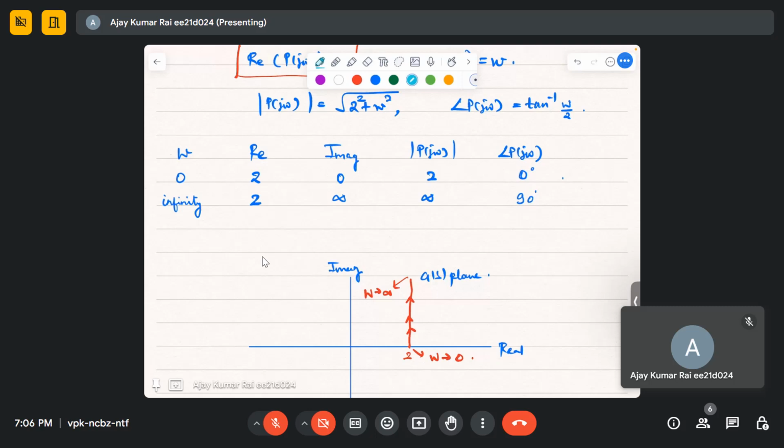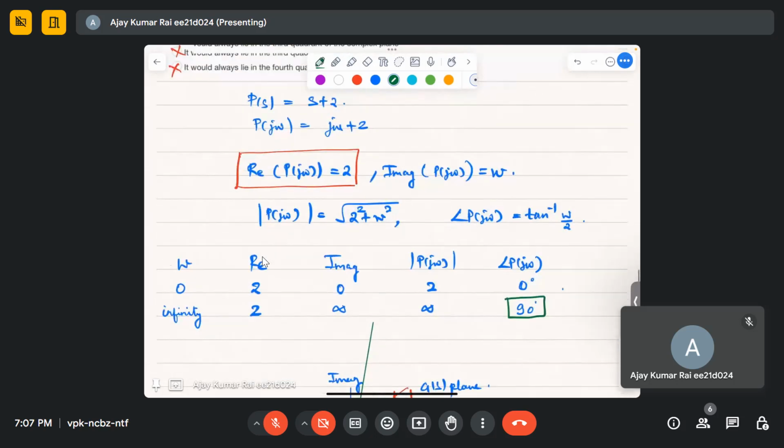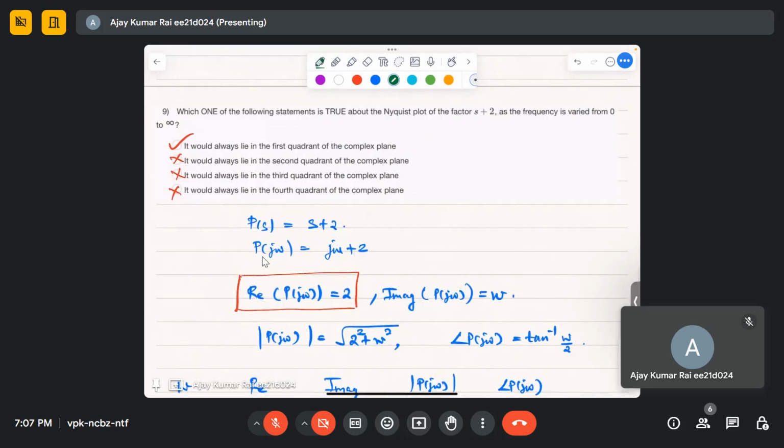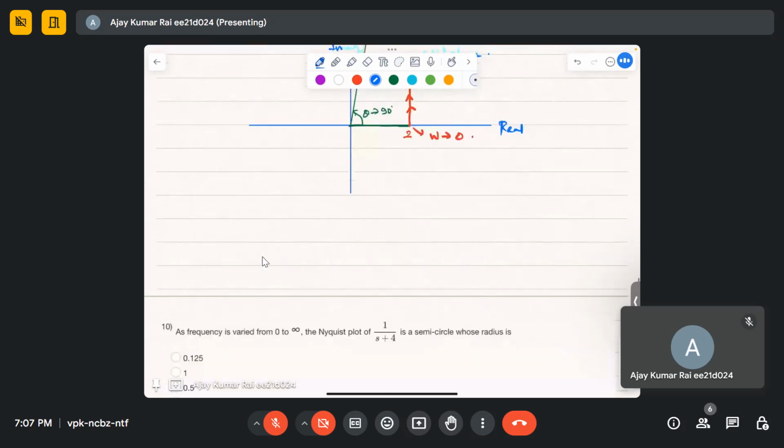And if you see the angle, this is 0. At omega equal to 0, it is making 0 degree, and as you go to infinity, this angle will tend to 90 degree. So that's what this 90 degree is. Okay, so any doubt in this question? Question 9. Okay, we go to the next question then.